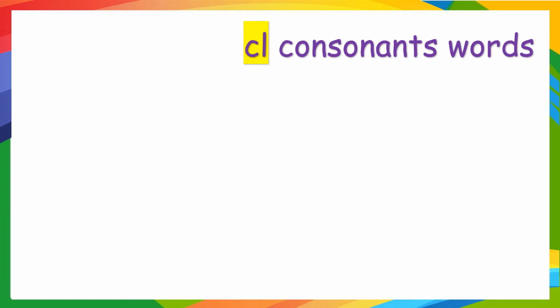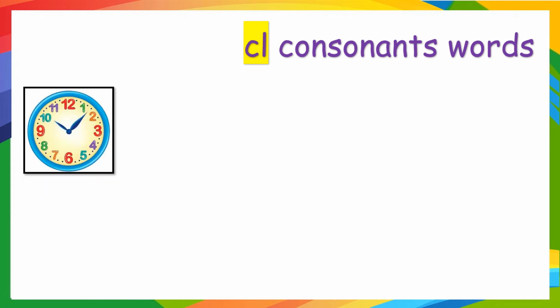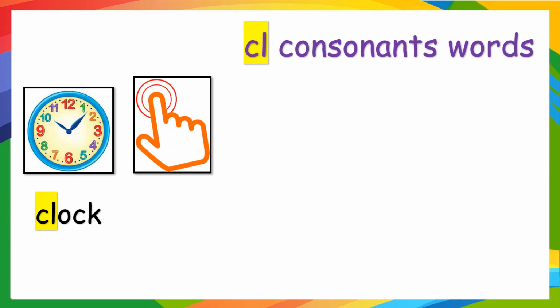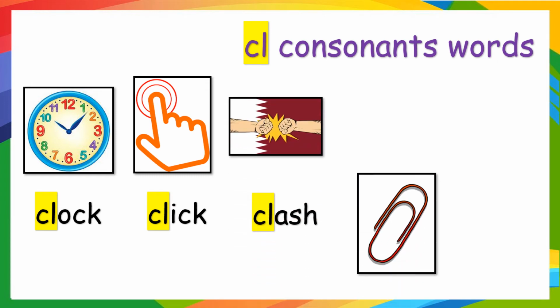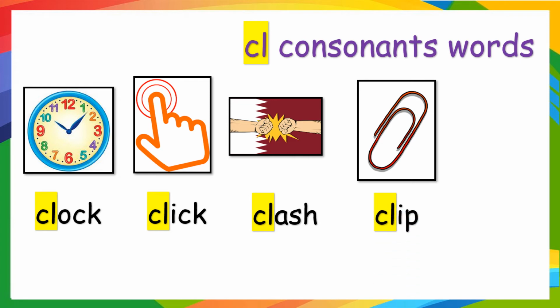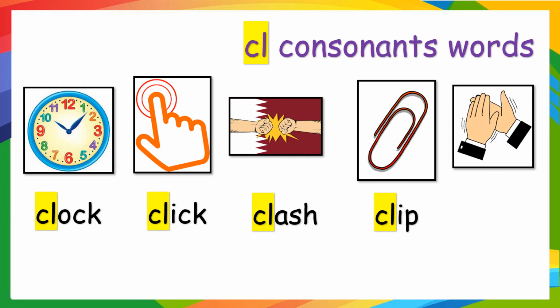Now let's look at some cl consonant sound words. What's that? You already know it. Yes, you're right. It is a clock, clock. Click, click. Clash, clash. Clip, clip. Clap, clap. Can you clap your hands?